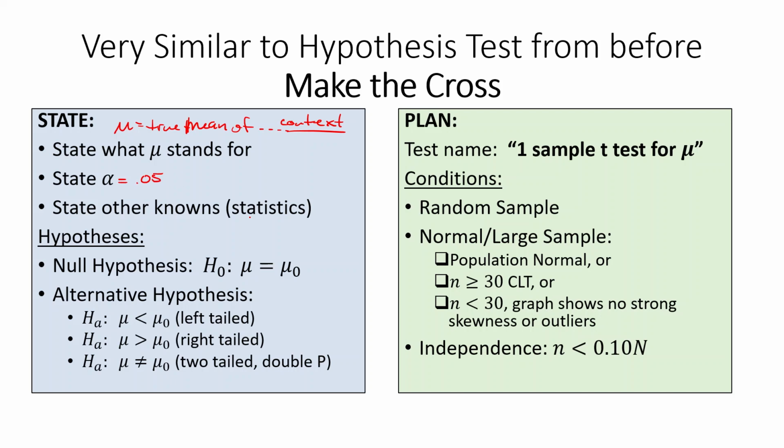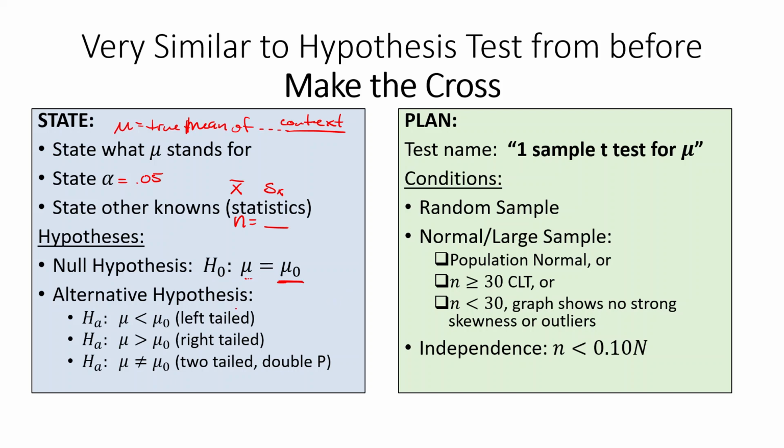or 5%. If they give us other knowns like x bar or the standard deviation of the sample, we can write those down too, or the sample size, n. We also have to write our hypotheses. Our null hypothesis will always be that the population mean, or the true mean, is equal to some mean. They'll give us that information ahead of time.